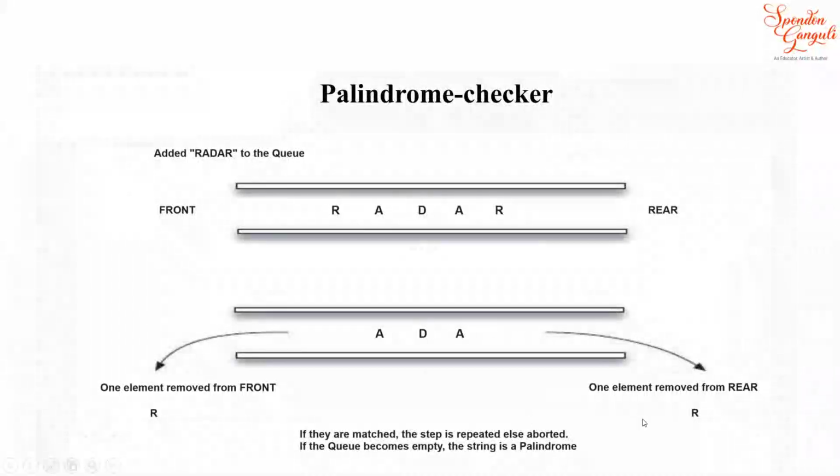Again, one element from the front gets removed, another element from the rear gets removed, both are the same, and this is repeated. If they match, the step is repeated, and if at any point they do not match, we abort. And in this process, if the queue becomes empty, the string can be said to be a palindrome.